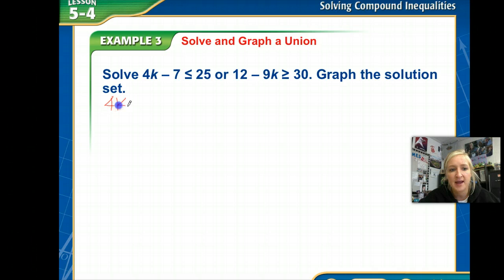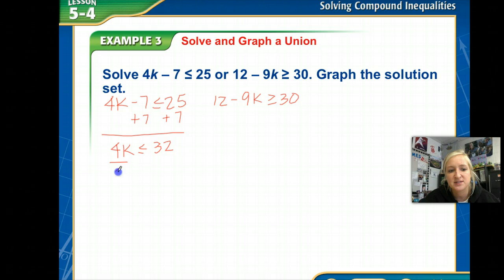I have 4k minus 7 is less than or equal to 25. And then I have 12 minus 9k is greater than or equal to 30. So the first thing I'm going to do over here is add 7 to both sides. And I get 4k is less than or equal to 32. Divide both sides by a positive 4. So k is less than or equal to 8.